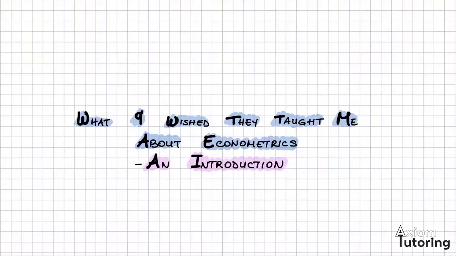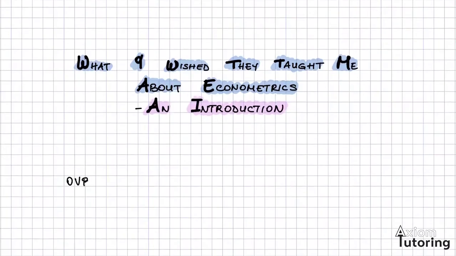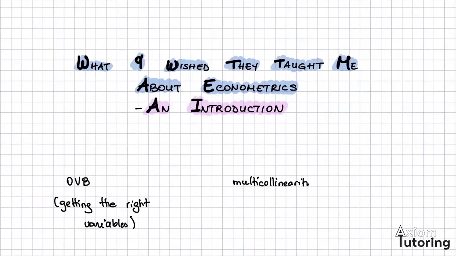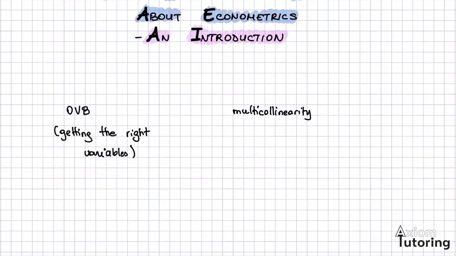So far, we've focused on two things: getting the right variables for the model, which we discussed under the omitted variable bias issue, and dealing with correlated regressors, a problem that we called multicollinearity. Okay. Now we ask a different question. Even if our coefficients are right, can we trust our inference?